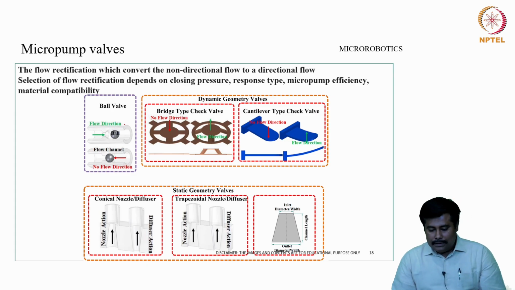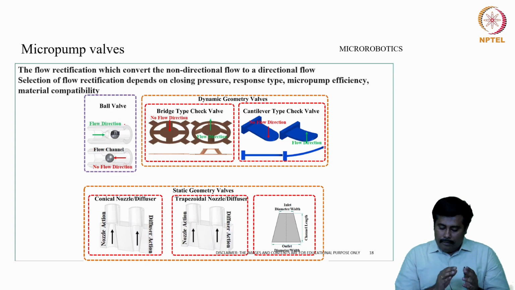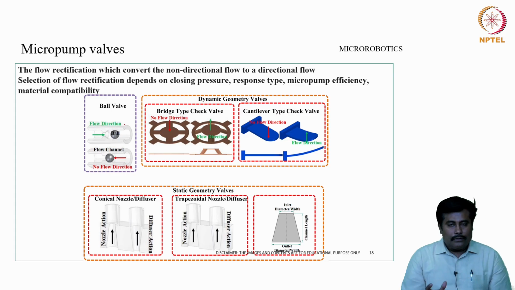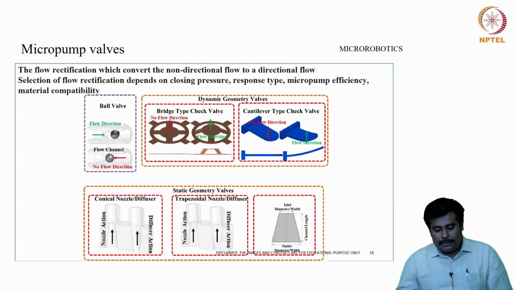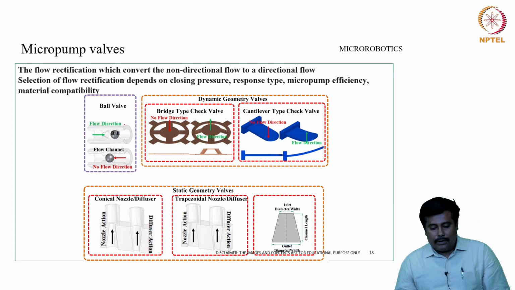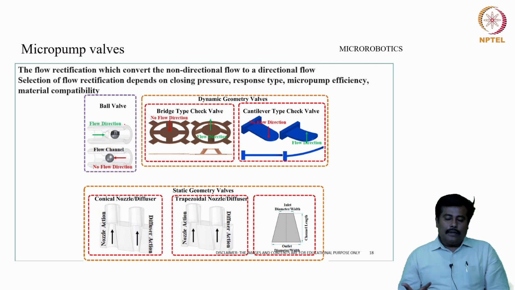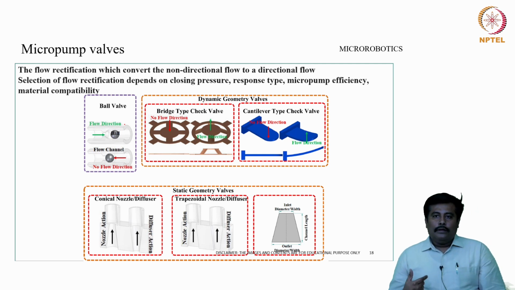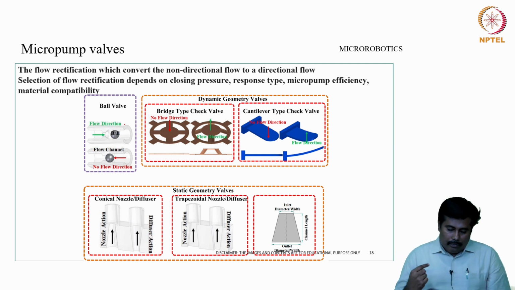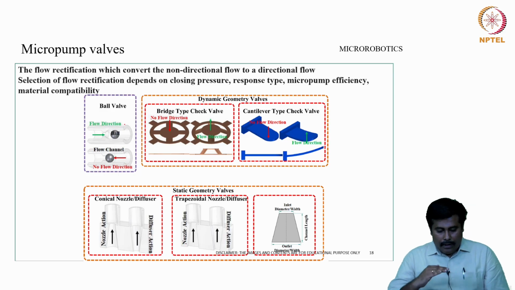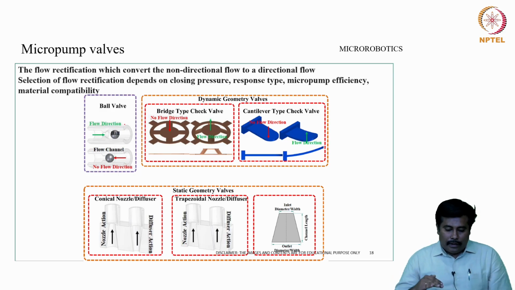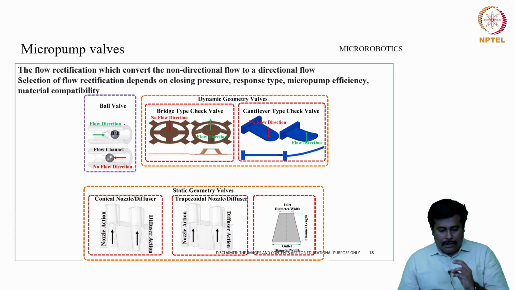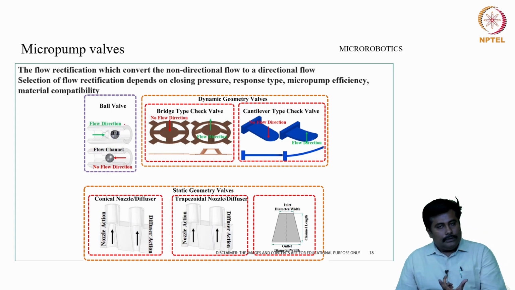As far as the dynamic geometry valve is concerned, we can classify it into 2. One is called a bridge type dynamic geometry valve, and another is called a cantilever type dynamic geometry valve. In the case of a bridge type check valve, there is going to be a slot kind of arrangement. Wherever we need a no-flow direction, the bridge will move, and wherever we need a flow direction, the bridge will rotate.